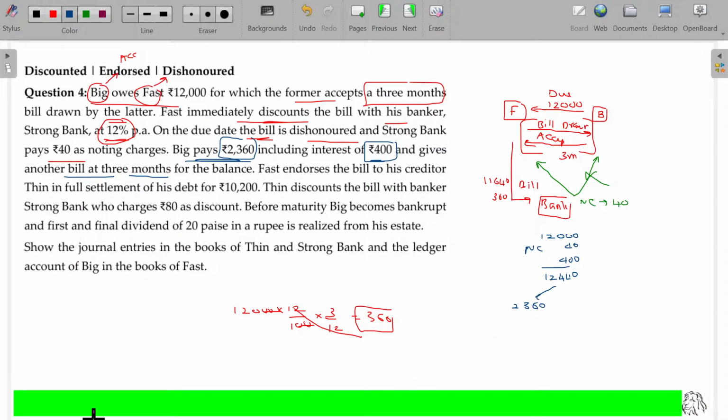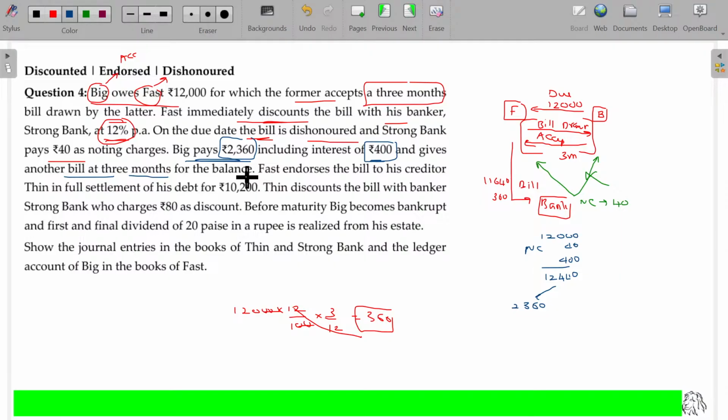So F says to B, as your bill is dishonored, 12,000 rupees you have to pay, and noting charges of 40 rupees should also be payable. And B demands some extended period. Okay, for the extended period, you have to pay me 400 rupees extra for the interest. He says, okay, I will pay 400 rupees also. Together with 12,440, B has to pay to F, and he says, I will settle 2,360 immediately.